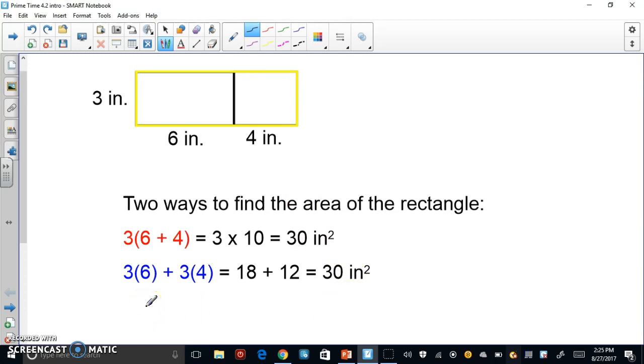So what we're going to add to this week with these new vocabulary words is we need to understand that the one written in red right here is our factored form. The one in the blue, where we're separating and finding the area of each rectangle and then adding together, is called our expanded form. So this week we're going to need to be able to recognize the two different ways to find area, and then understand that this is the factored form and this is the expanded form.